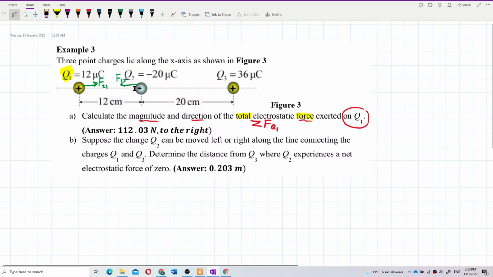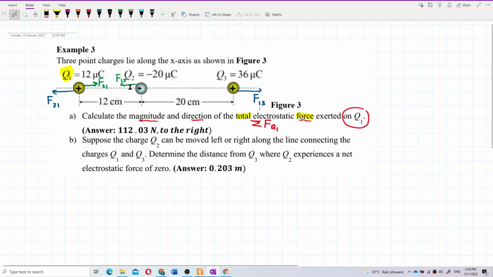Between Q1 and Q3, they are the same sign, positive. If positive, they repel each other, isn't it? They repel because same sign. So this one should be F3 on 1, and this one is F1 on 3. Opposite sign, positive and negative, attract. Same sign, repel. Between 2 and 3, no need to bother, because we just want to focus on Q1.